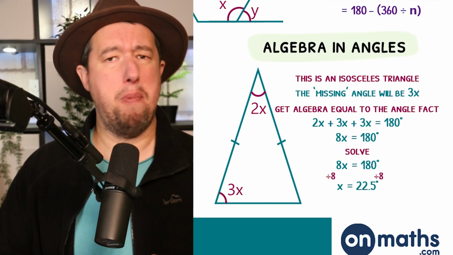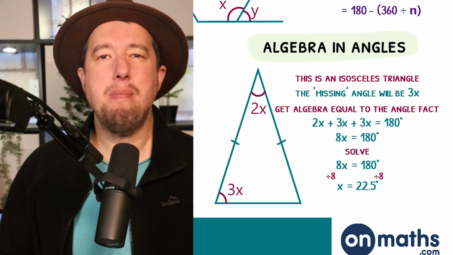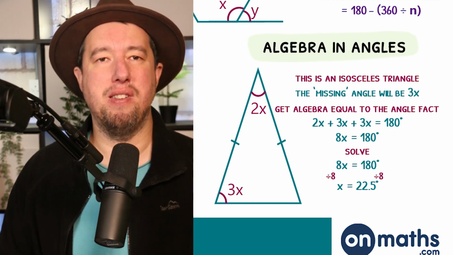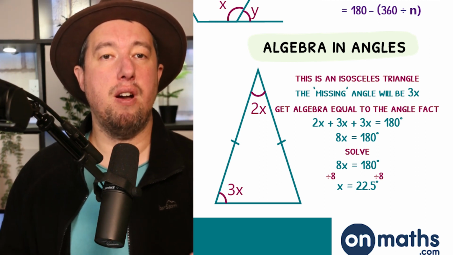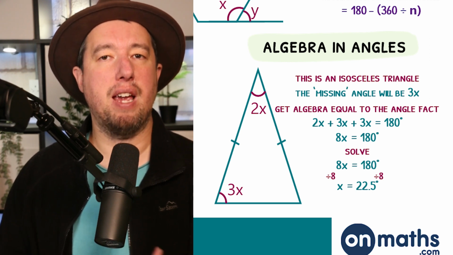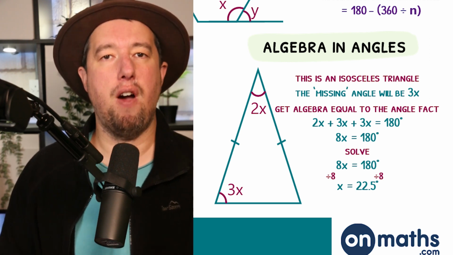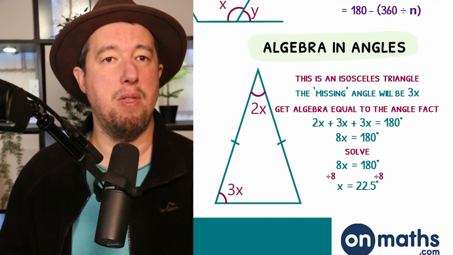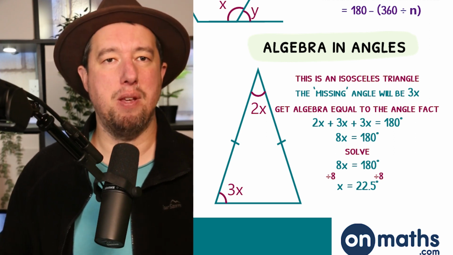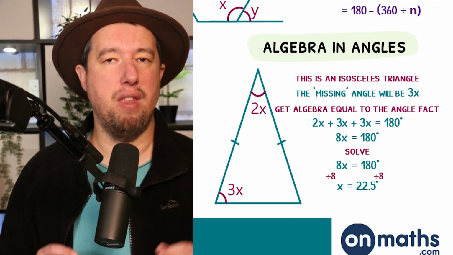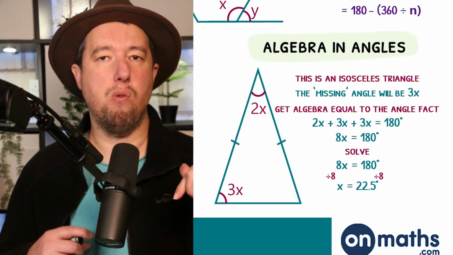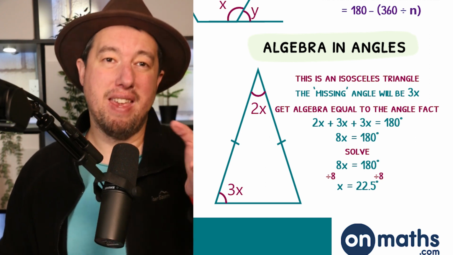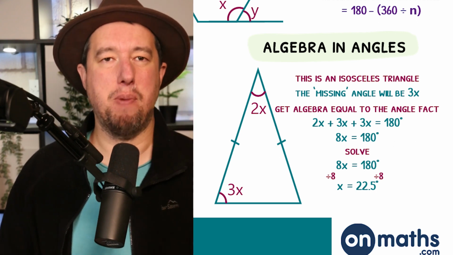Algebra can crop up in any topic, but it seems to pair nicely with angle questions. You can see in the diagram that we've got an isosceles triangle with angles 3x and 2x, and we're going to try and find out what x is. An isosceles triangle will always have two angles the same at the bottom. And when I say bottom, I mean the equal sides are on the left and the right, and the non-equal sides are at the bottom. Don't forget they can rotate these shapes, so just be careful of that.